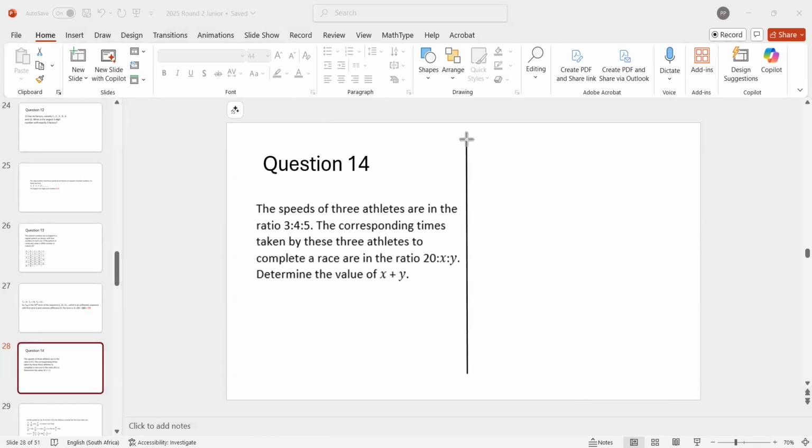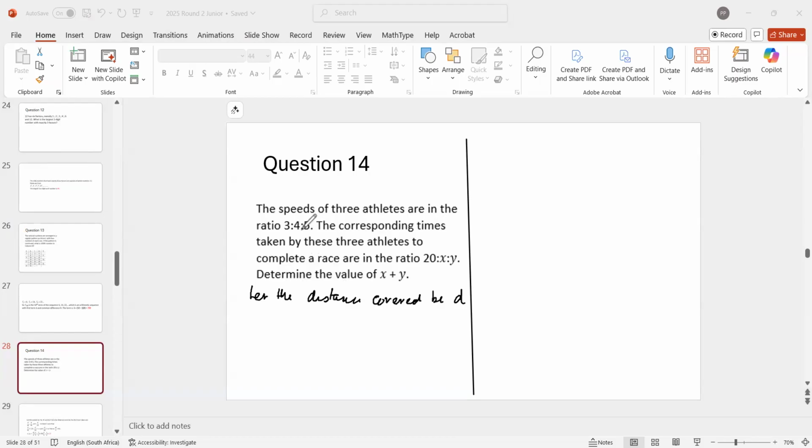Okay, so here we know they all travel the same distance. So let the distance, the athletes running the same race, let the distance covered by the athletes be, say, D for distance. I like using D for distance.